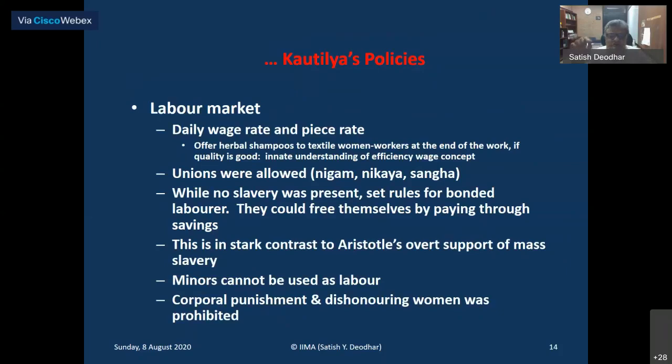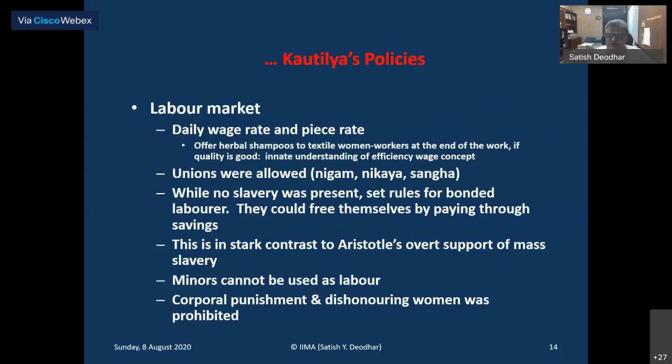We had what is called bonded labor. So let's say somebody has borrowed heavy amounts of money and does some fraud, and therefore he is penalized. Then he had to become a bonded laborer. Or if somebody has committed a crime, he may become a bonded laborer and work for somebody else. But then Kautilya talks about the right of the bonded laborer to free himself by paying through his savings.